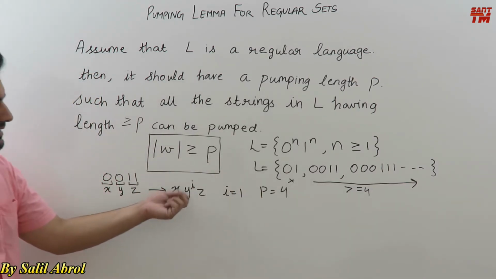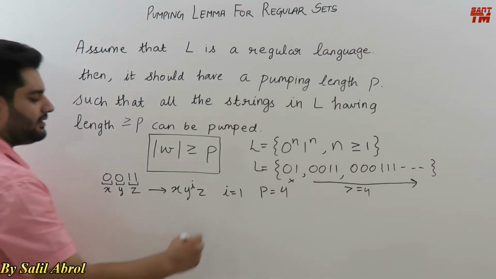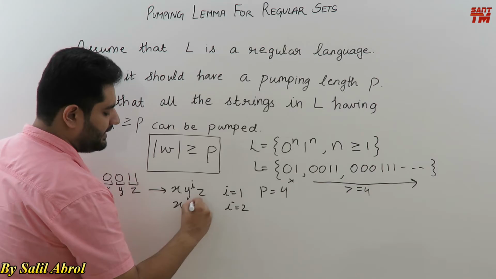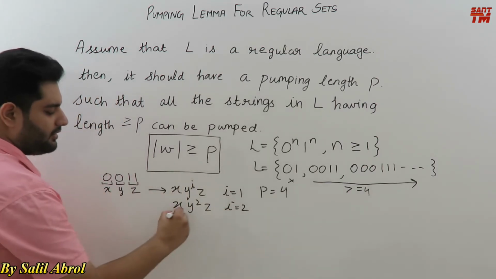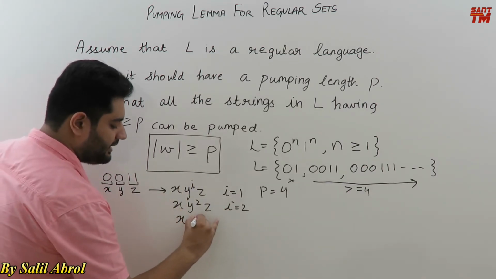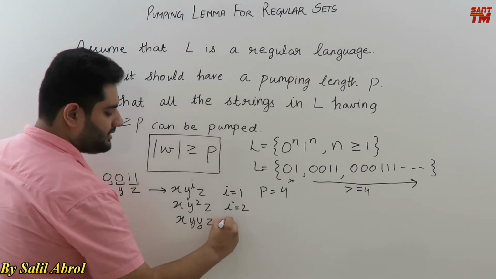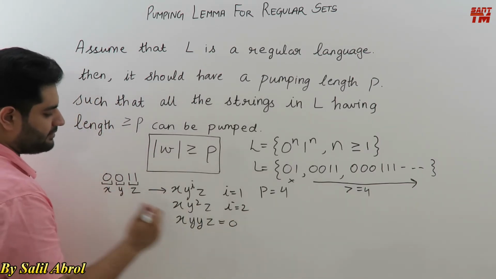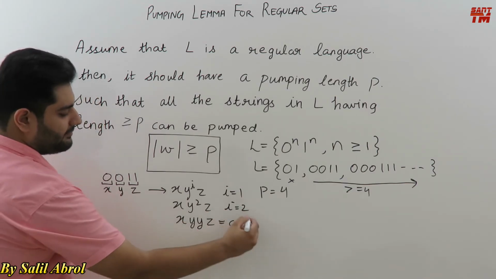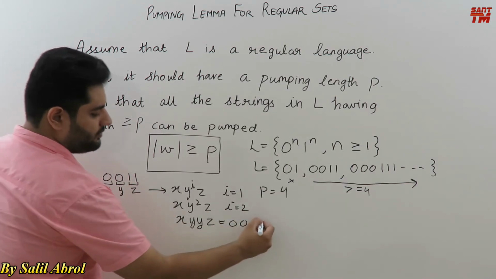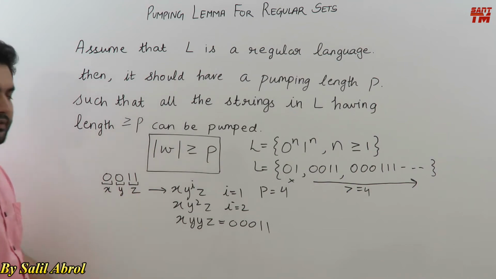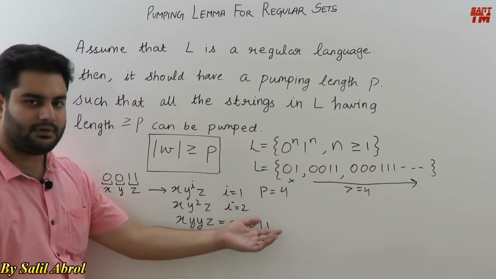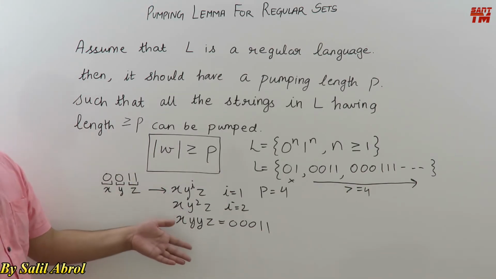Now if I increase the value of i by 1, if I make i equal to 2, it will be x y square z, or we can write it as x y y z. Then the string will be x is 0, y is also 0, again y will be 0, and z are 2 ones. So after pumping, the string is 0 0 0 1 1. This is how we pump a string.